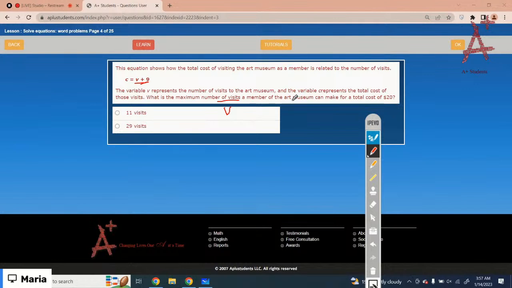A member of the art museum can make a total cost of C equals 20. So you have to calculate the value of V when C equals 20. So just put the values in the equation. It would be 20 equals V plus 9. Got it?